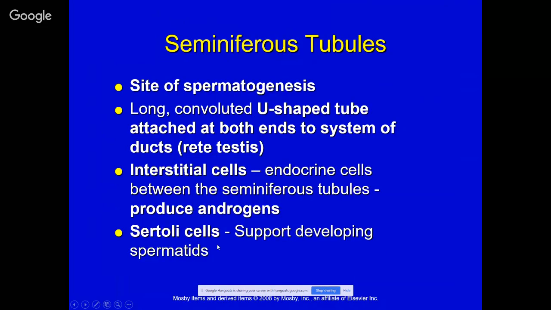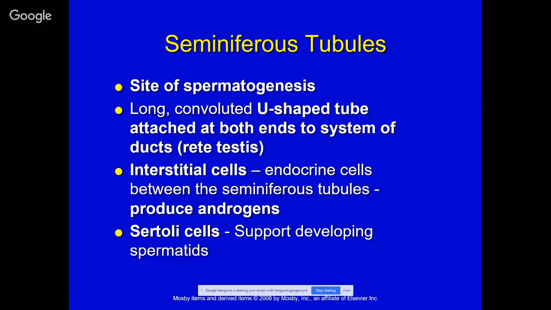Within the seminiferous tubules, we have spermatogenesis occurring. It's a long convoluted U-shaped tube which is attached at both ends to a system of ducts called the rete testis. There are interstitial cells in between the seminiferous tubules, and these are endocrine cells that produce androgens like testosterone.